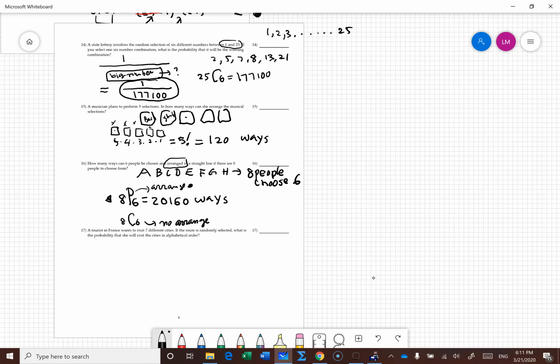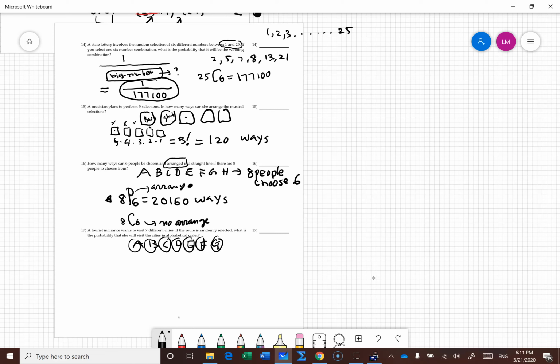Okay, number 17, is it the last one? Yes. A tourist in France wants to visit 7 different cities. If the route is randomly selected, what is the probability she will visit the cities in alphabetical order? So you have cities A, B, C, D, E, F, G in alphabetical order, the first letter of each of the 7 cities.